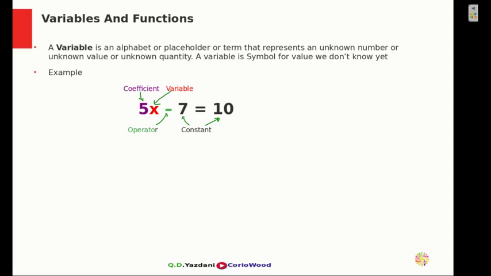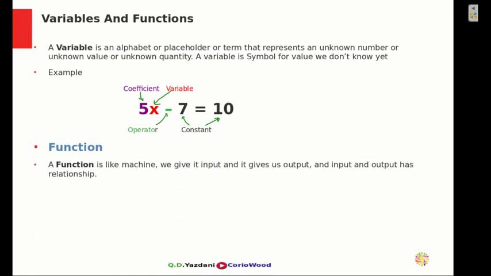And now we're going to go towards functions. Now we're going to see what a function is. A function is like a machine. We give it an input and it gives us an output, and the input and output have a relationship. So now we have an example of a function, and we read it as f of x equals x squared.